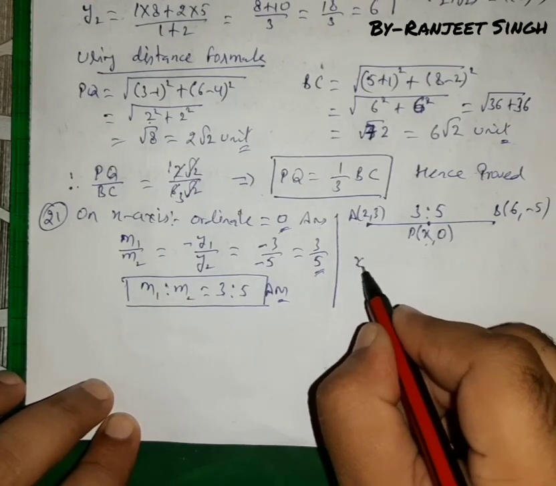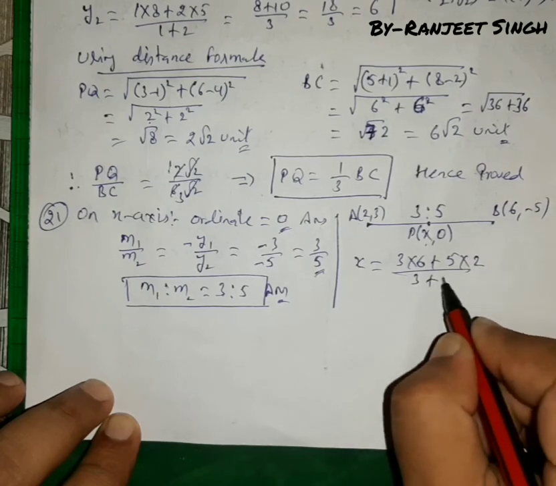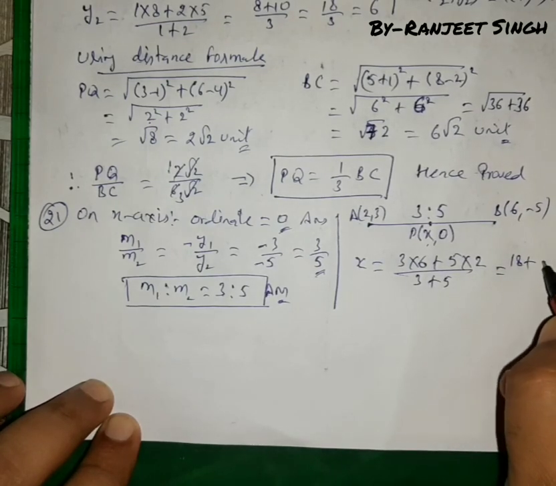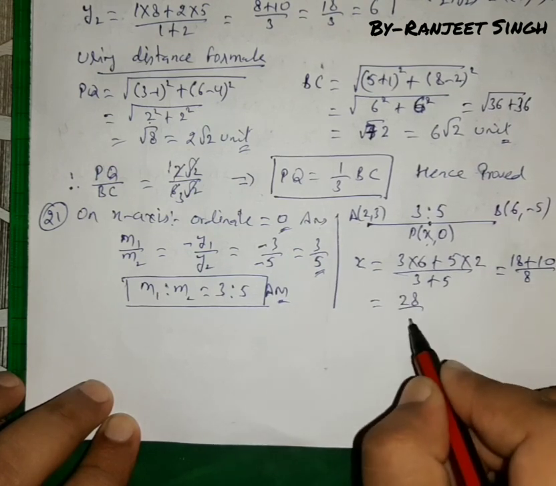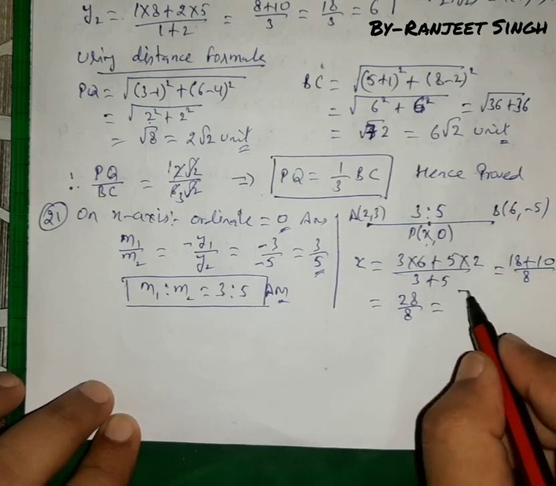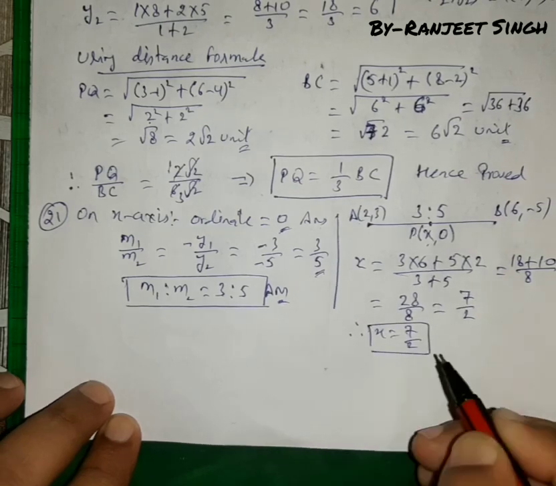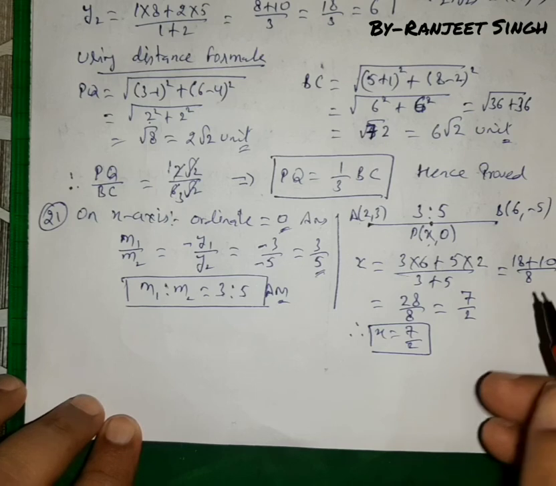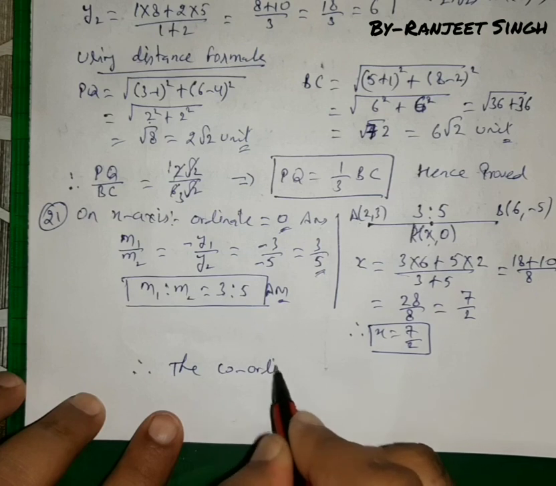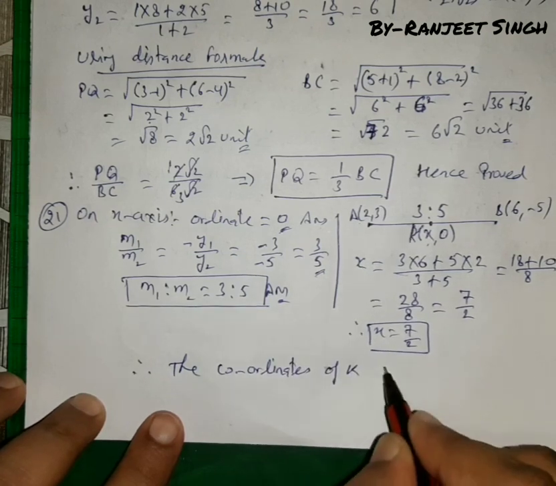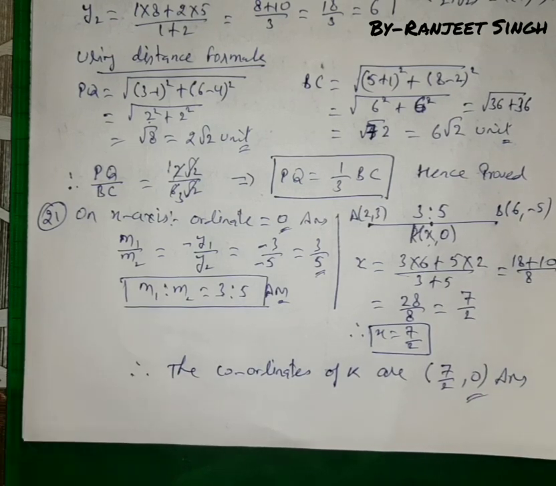So now using section formula, x is equal to (3 multiply 6 plus 5 multiply 2) over (3 plus 5). So that is equal to 6 3s are 18, 5 2s are 10, over 5 and 3, 8. So it is equal to 28 over 8. So on dividing by 4, this will be equal to 7 over 2. So therefore x is equal to 7 over 2. So now coordinates of point K, so we have named it as K. So therefore the coordinates of K are (7 over 2, 0). So this is our required answer.